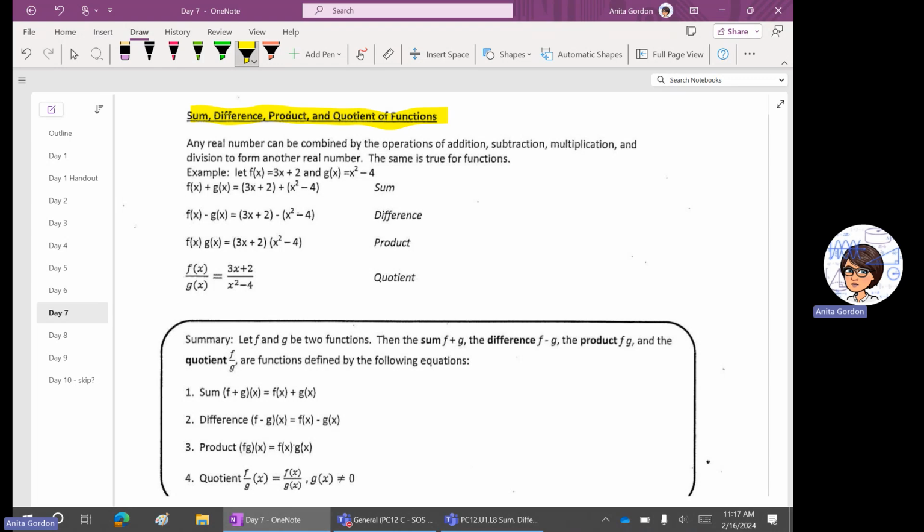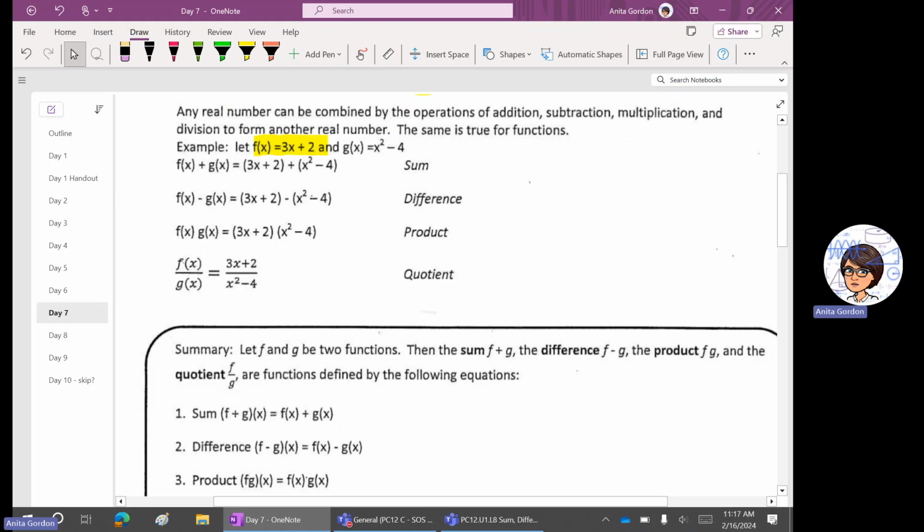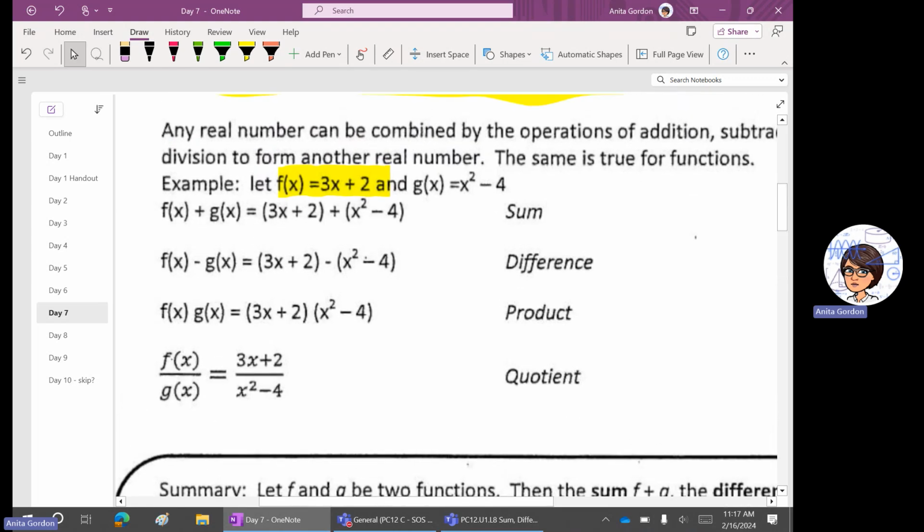So let us have one function f be 3x plus 2. This is a line with a slope of 3 and an intercept of 2, and we are going to combine it with this function g of x that is a quadratic that's been shifted down 4. A reminder that these letters, f of x and g of x, are just labels. We can use any letter that we want.